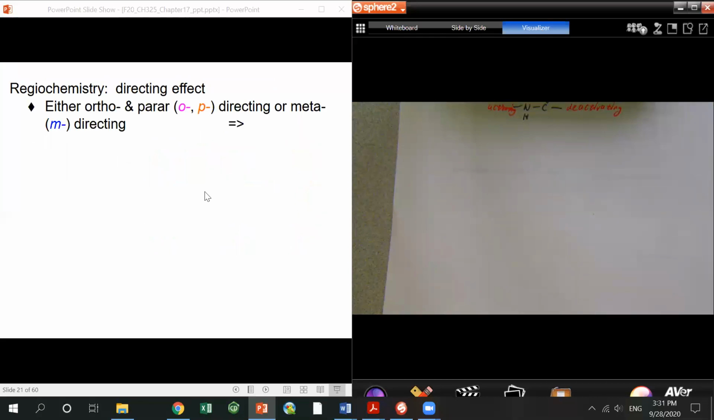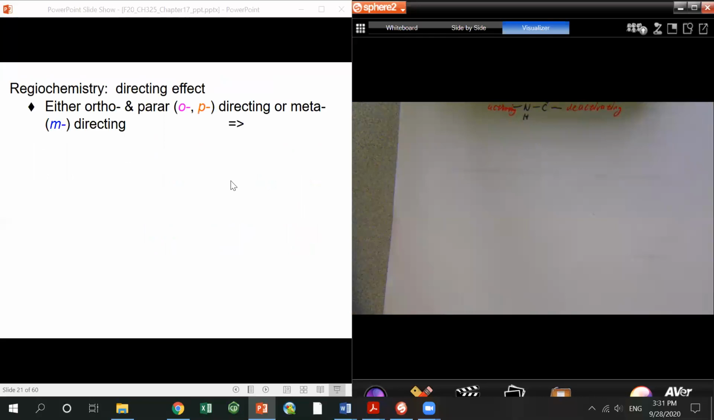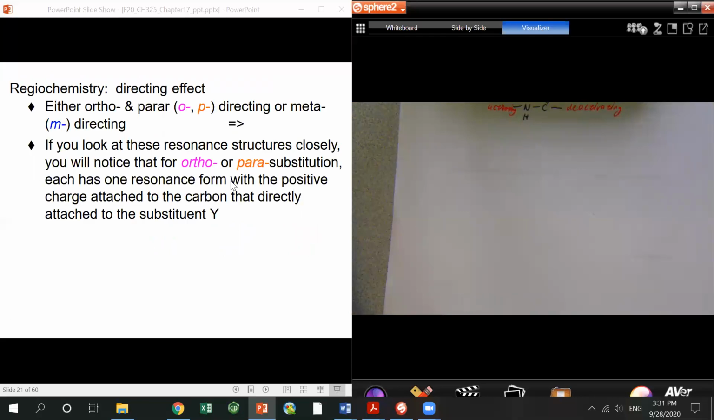But in reality, there are only two kinds of directing effects. One we call ortho-para director, and the other we call meta director. That means the group already on benzene can direct the second electrophile either to the ortho and para positions, or to the meta positions. So why is that the case? Let's relate it to the reaction structure and to electron donating and electron withdrawing groups.